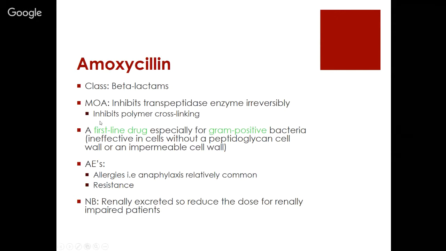So this is the first-line drug. The fact that you've probably all heard of it is probably why it's the first-line drug, and it's mainly for gram-positive bacteria. In cells without a peptidoglycan wall, so things like Mycobacterium tuberculosis, which has an impermeable cell wall, it's far less effective. The main adverse effects, there aren't that many unless you've got allergies, and anaphylaxis are the two main ones, as well as resistance, which isn't really an adverse effect, but is a bit of a problem.